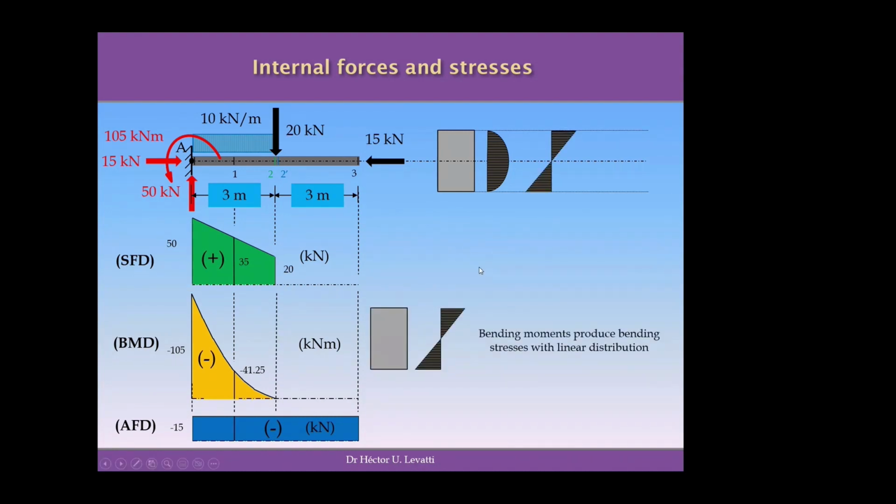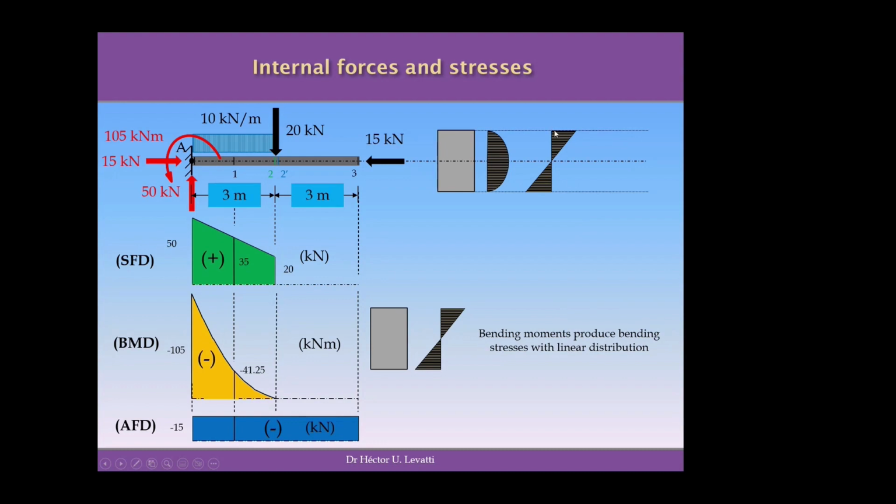When we talk about the distribution of bending stresses, we know now, because of the definition, that in a cantilever beam, because the beam will try to deform in this way, you will have tensile bending stresses on top and compressive stresses at the bottom, with the maximums at the extremes of the cross section.